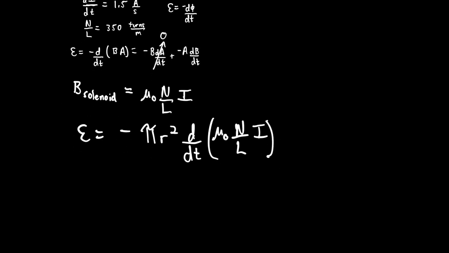Oh, geez. This derivative looks like it'll be a pain. I have to take the derivative of how many different variables are there? It's like 4 different things: mu naught, n, L, and I. This is the derivative with respect to time. Mu naught, what is mu naught? It's constant, doesn't change. So we don't have to do that, we can pull that out. How about n divided by L, the number of turns that I have per length in the side of this coil? If this is my coil, is the number of turns that this coil has changing? No, so is n over L changing? No, so it gets pulled out. So we now have negative pi times r squared times mu naught times n divided by L times dI/dt.